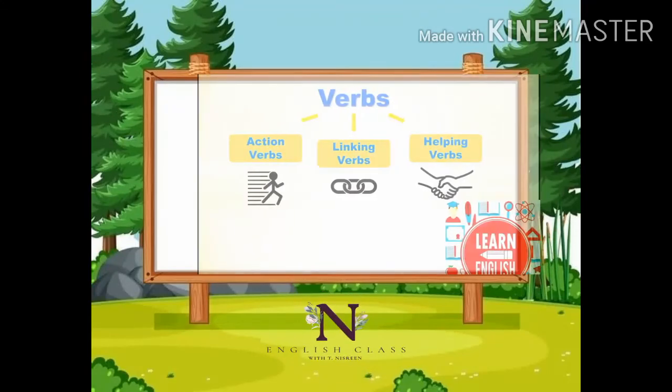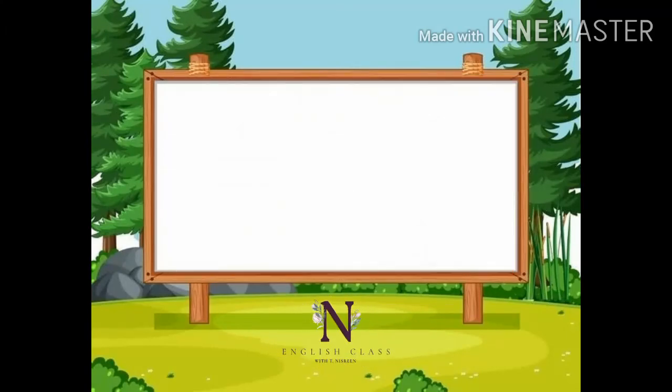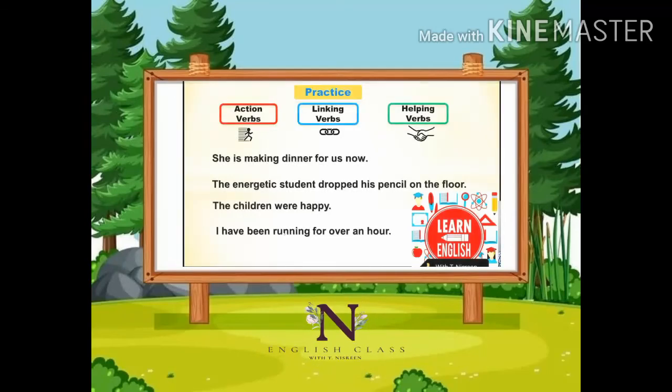So what have we learned today? We have learned 3 types of verbs: action verbs, linking verbs, helping verbs. Now it's time to practice. What I want you to do? I want you to read the sentence nicely and then find the verbs in this sentence. And circle the action verbs with the red pencil and the linking verbs with the blue pencil and helping verbs with the green pencil.